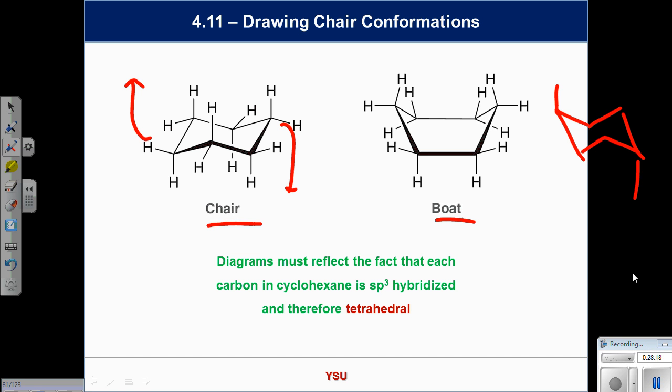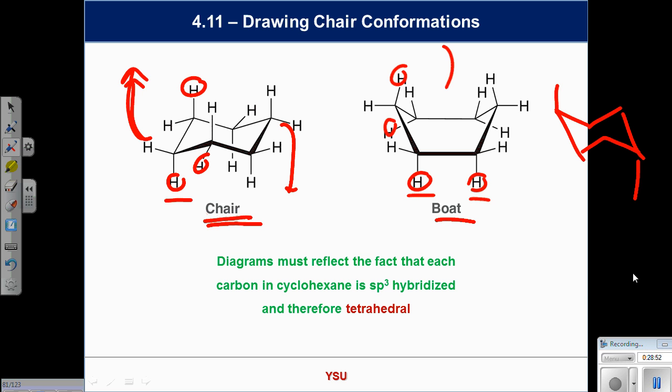Again, why is this so good over here? Nothing's eclipsed. What is the relationship between this and this? Gauche. What about between this and this? Anti. Everything's fine. You work your way around that cycle, it's the same deal. No eclipsing interactions whatsoever. You start to drag this end up, you'll see now that you get to the boat, and one of the problems is this. What's the situation there? What do you think they look like? They look like they're eclipsed, exactly. Over here, maybe not so bad. Maybe we've got some gauche interactions, but we do have this problem.